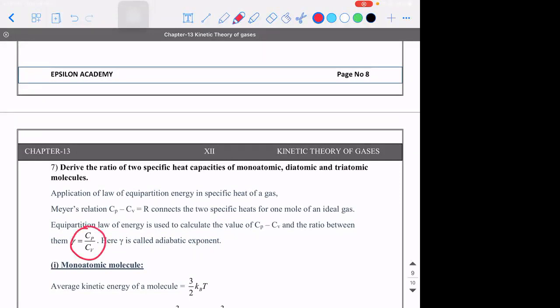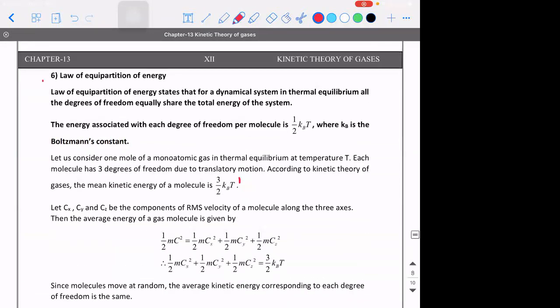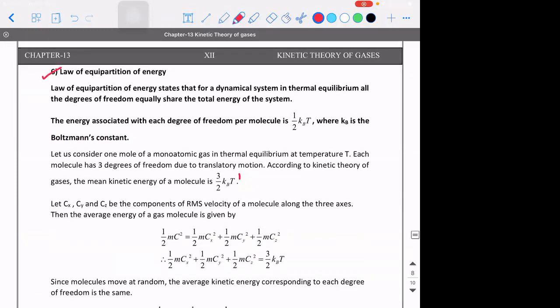Before we calculate gamma, we need to understand an important concept called the law of equipartition of energy. The law of equipartition of energy states that for a dynamical system, meaning a system where the particles have motion associated with them, in thermal equilibrium, meaning every particle has the same temperature, all the degrees of freedom equally share the total energy of the system.